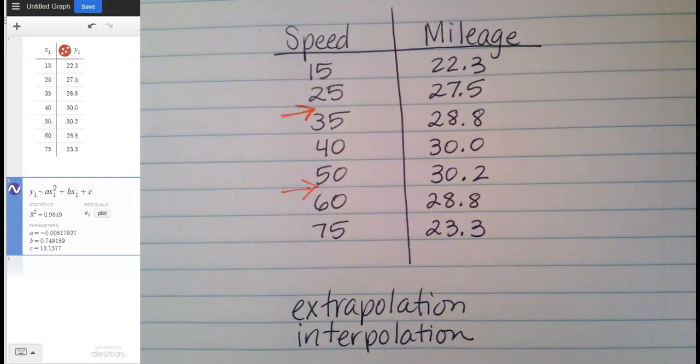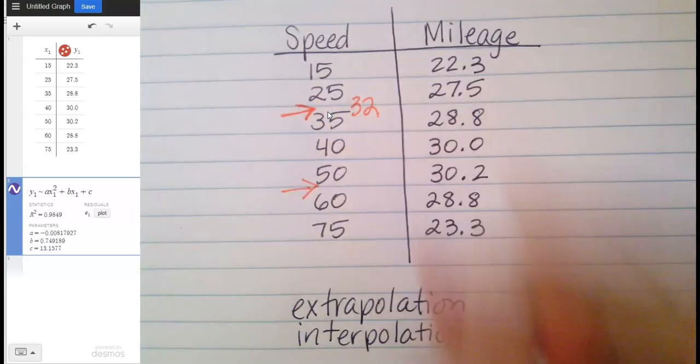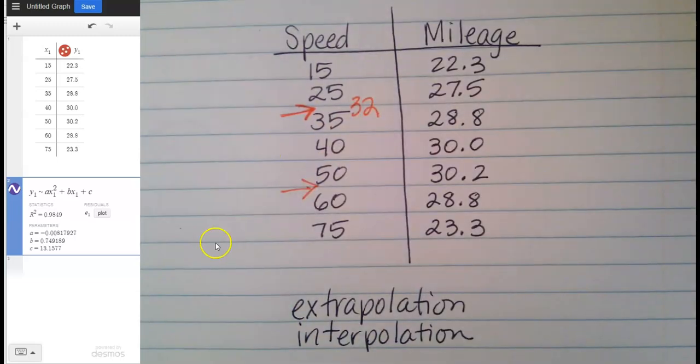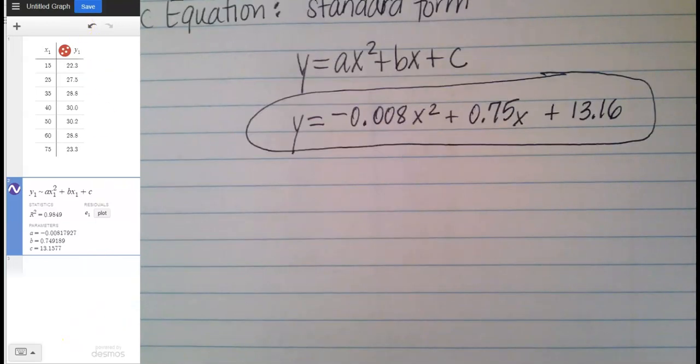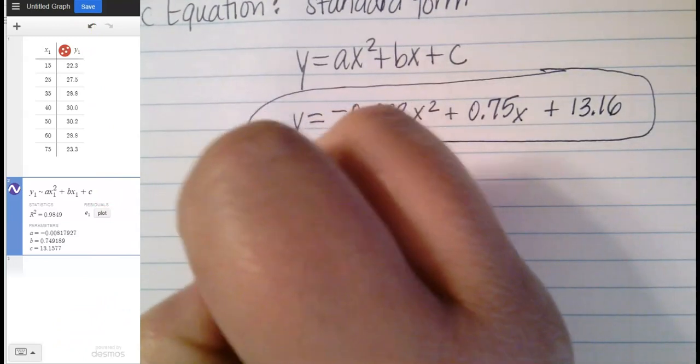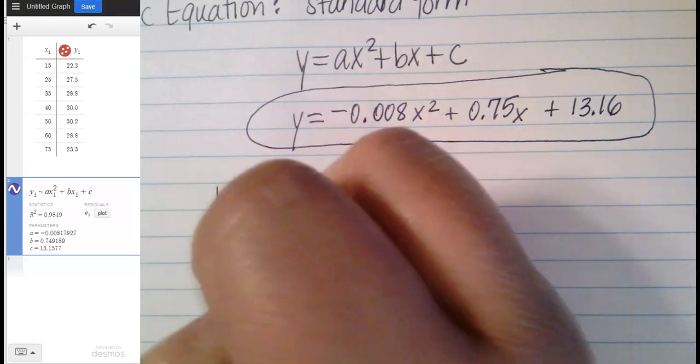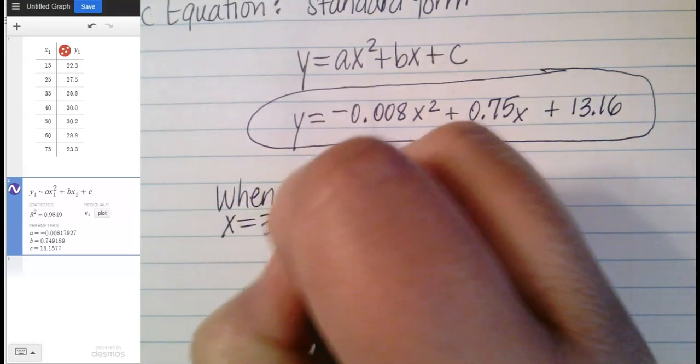So let's try to do that a little bit. Let's suppose that I give you a specific x and I asked you to find the y for that x. Let's go back to the one I mentioned. What about 32 miles an hour? The easy way to do this in Desmos, and you could absolutely just plug into the equation. So you could come back to this equation that we came up with and you could say, okay, when x, which is my speed, is 32 miles per hour, what is y?